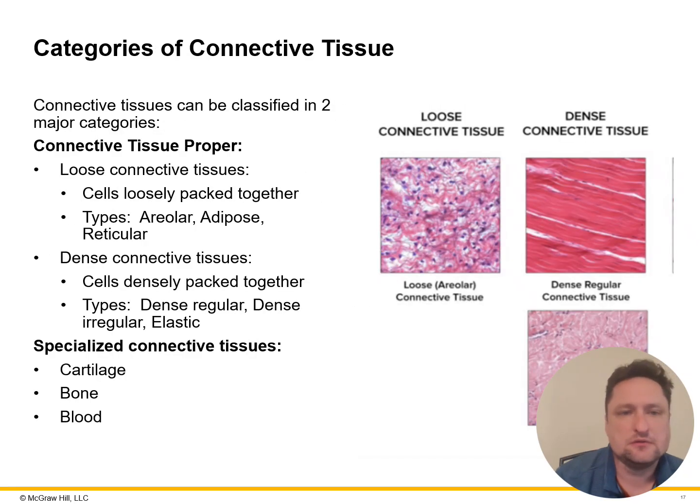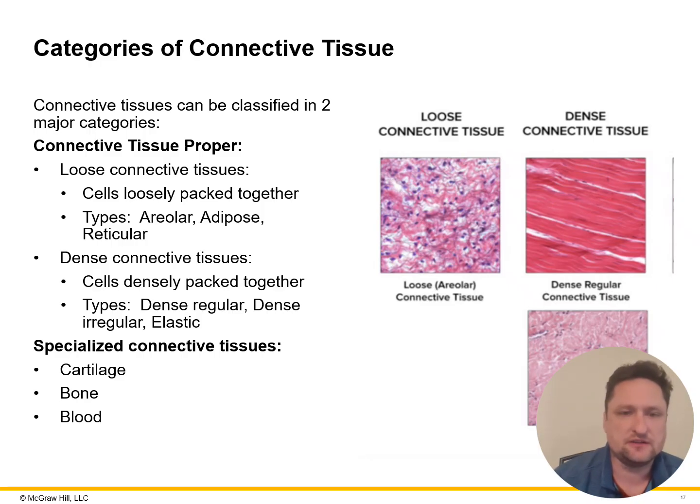All right, so connective tissues are broadly categorized as connective tissue proper and specialized connective tissue. So the first one, connective tissue proper, includes loose connective tissue where cells and fibers are loosely arranged, and dense connective tissue where fibers are tightly packed.